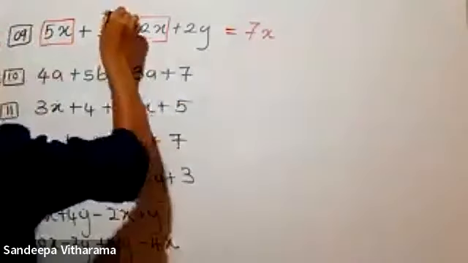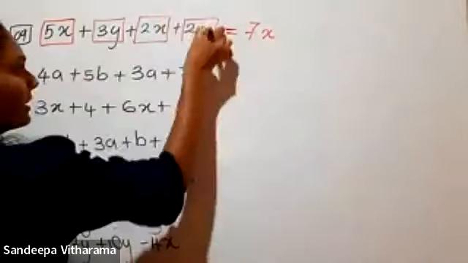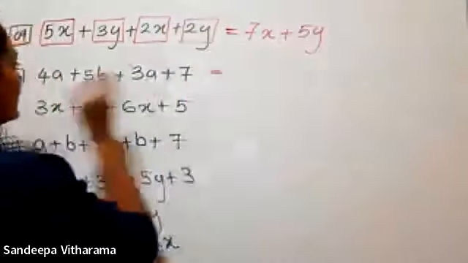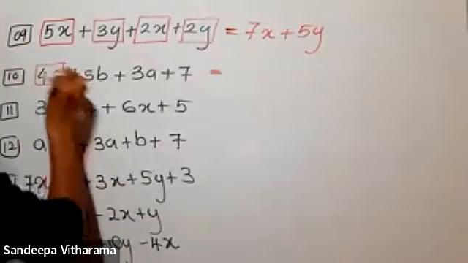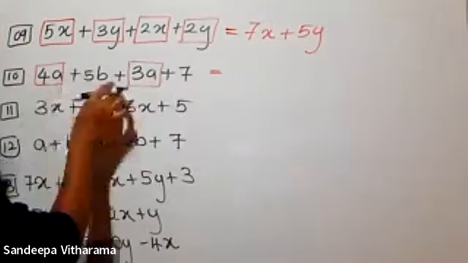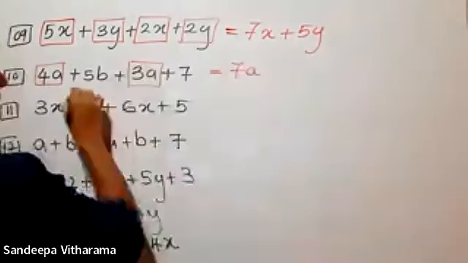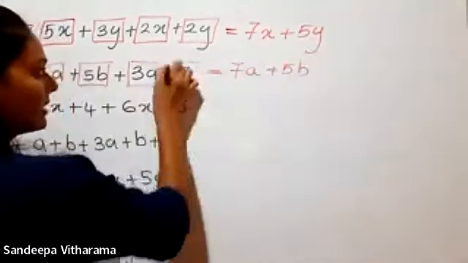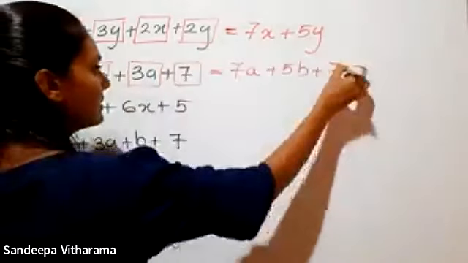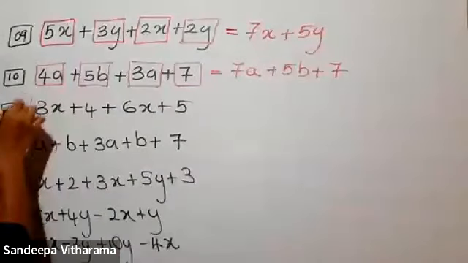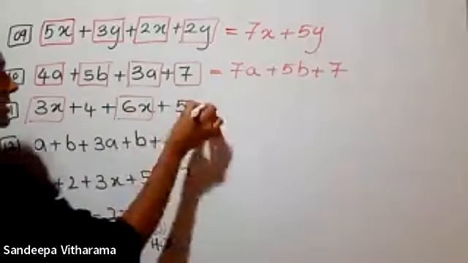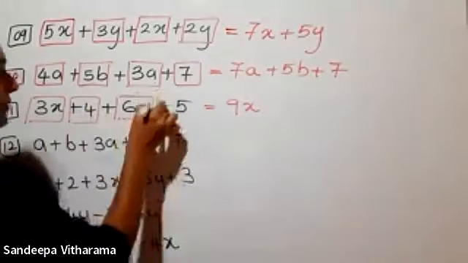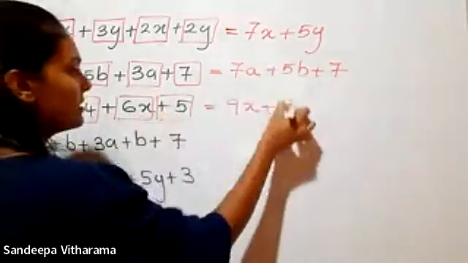Yes. 3y and 2y added, then the answer is 5y. Here 4a and 3a added, then it is 7a. Then 5b only, 5b. Next, at last, we have to write the 7. Yes, 3x add 6x. Answer is 9x. Then 4 and 5 added, it is 9.